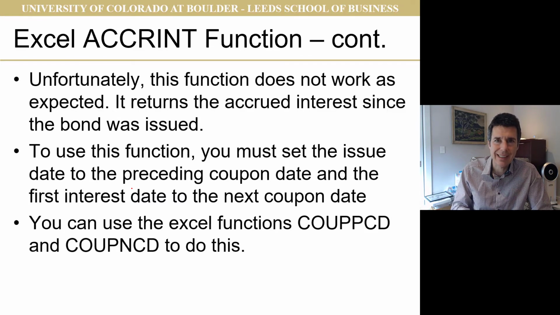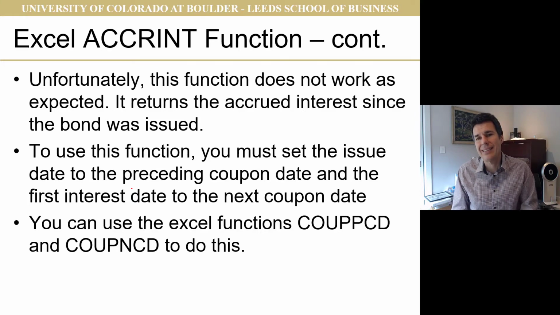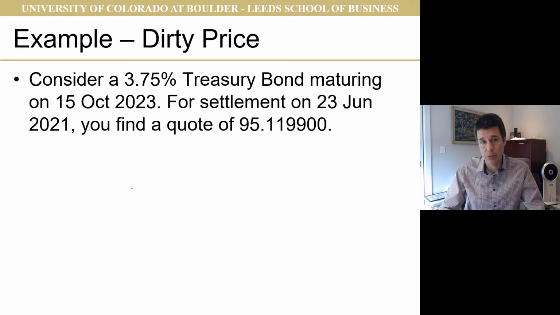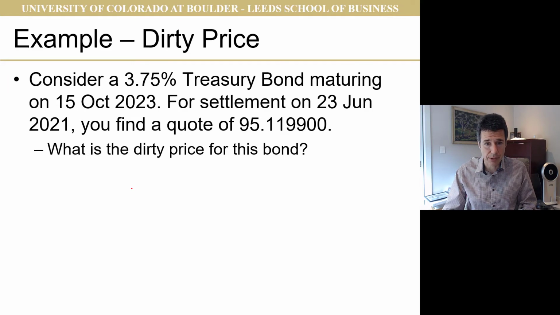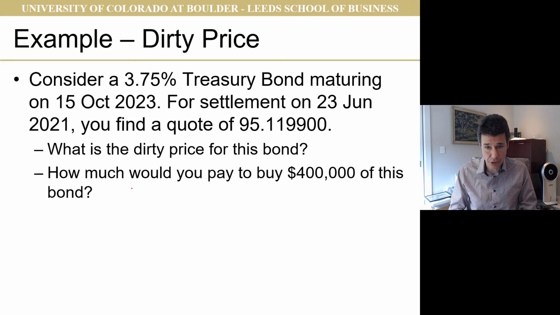Now, lots of times, if I'm doing this calculation for myself, I will embed the COUPPCD and COUPNCD function calls into my accrued interest calculation. It's easier to see what's going on because the formula gets pretty messy if you do those as separate function calls. Doesn't matter.